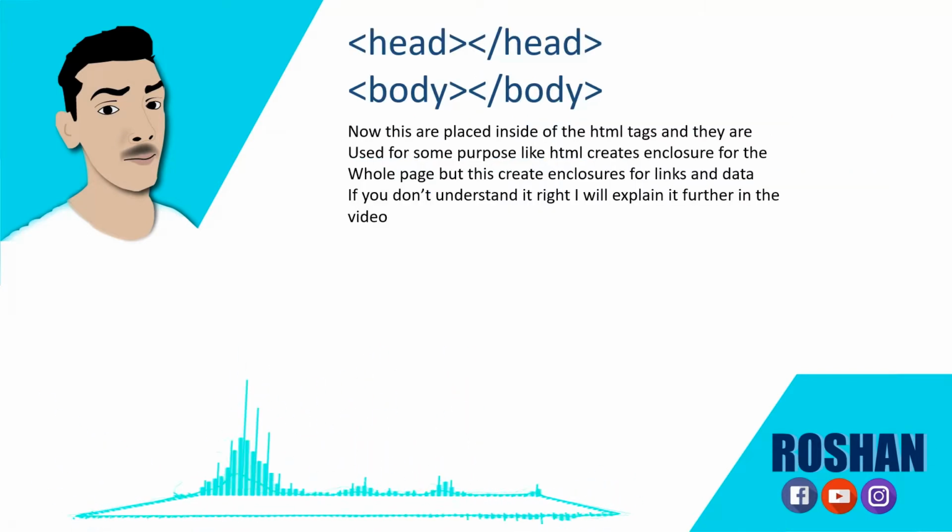Head and body tag. Don't confuse head with header. Head is used to store links or the metadata of the website. I will explain deeply in the next video, so don't get confused right now. The body tag: for example, the head is the brain and the body tag is the body of the human body. So you can say all the images and text are contained in the body, and all the links and metadata are contained in the head.